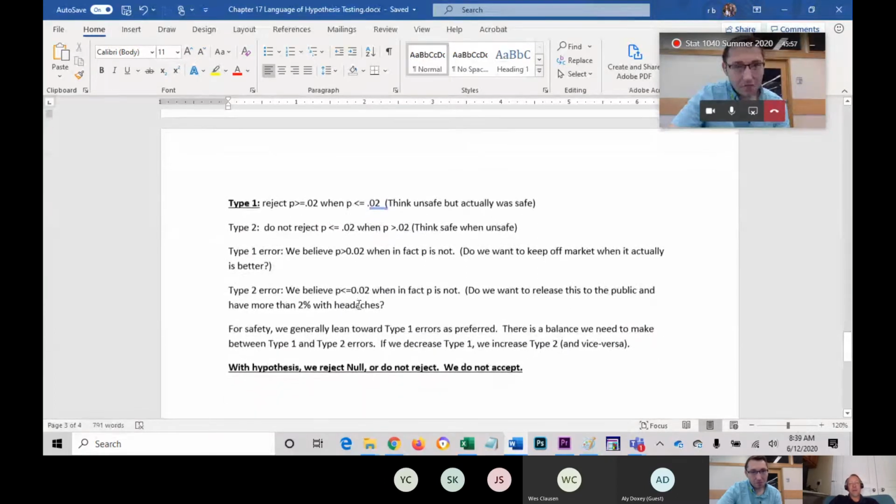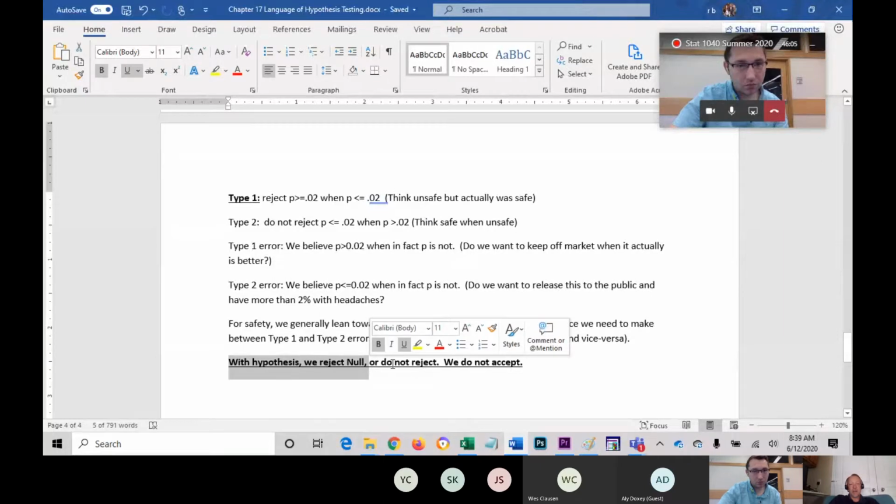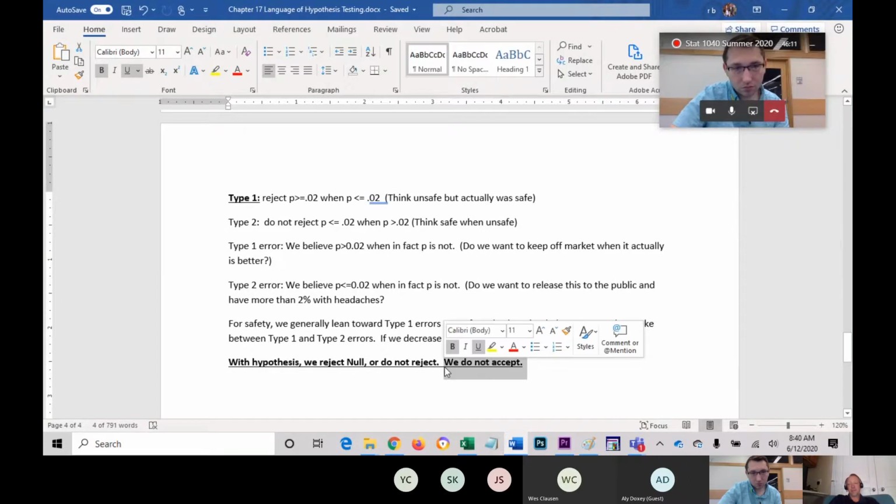So another thing that I want to talk about with the null hypothesis, we always reject the null or we do not reject the null. We never use what I call the A word. Students love to use the A word, and I'm going to pretend it's a swear word. I'm not even going to say it, but I wrote it down. No swearing in my class.